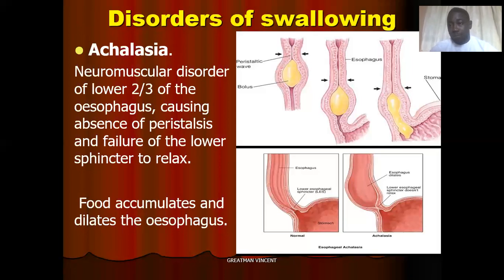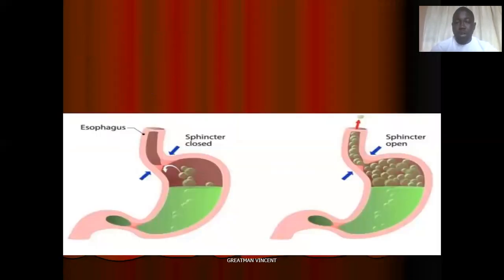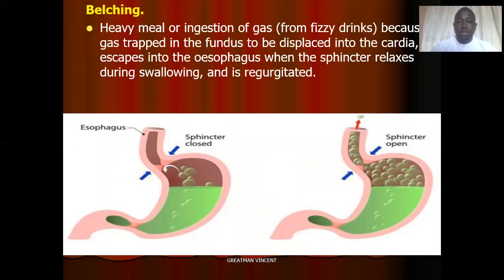As far as today's lecture is concerned, we're going to consider the last of the disorders related to swallowing, and the last one I want to talk about is what we call belching. With belching, if you're eating, the food can be accompanied with a lot of gases. Or when you drink carbonated drinks, they are also accompanied with a lot of gases. And so if care is not taken, there will be a build-up of these gases in your stomach.